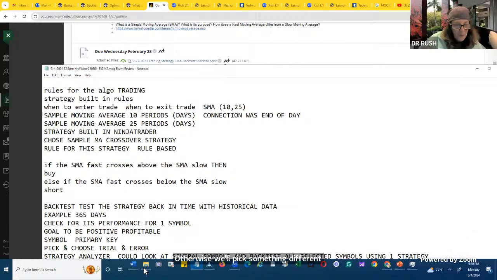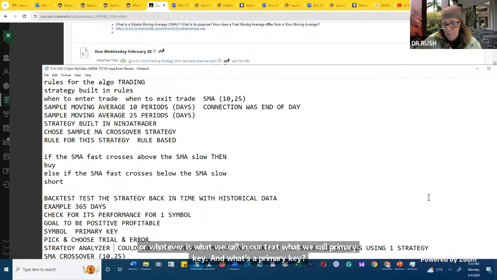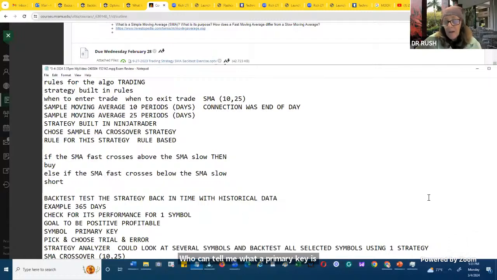This symbol that we pick, whether it's MSFT or F for Ford or whatever, is what we call in our text the primary key. And what's a primary key? Who can tell me what a primary key is? We need to know that for the exam.